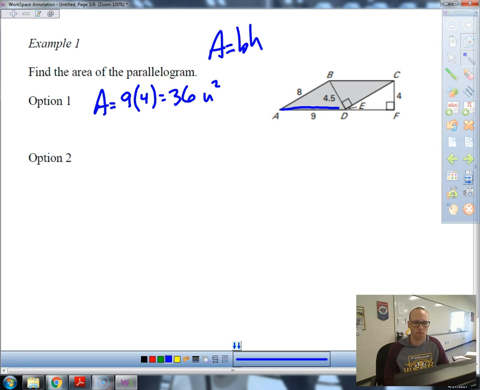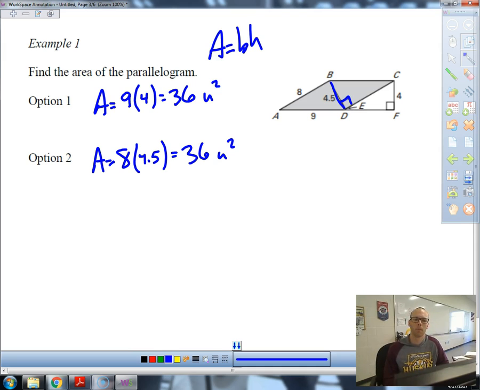Now I put a second option in here because if I didn't want to use 9 as my base, I could choose to use 8 as my base instead. Now if 8 is my base, what's my height? Well, what is the distance between this side of the parallelogram and that side of the parallelogram? Well, we've got to measure it with a right angle, with a perpendicular segment. Okay. This 4.5 is the perpendicular segment between the bases. So I could take 8 times 4.5 instead. And what's 8 times 4.5? Again, 36 square units. We get the same answer either way.